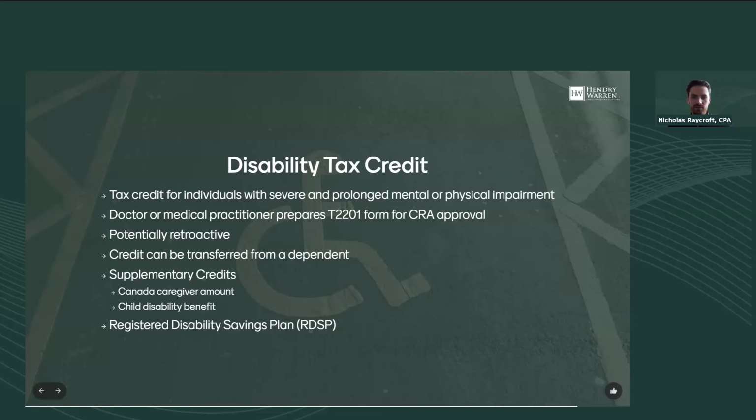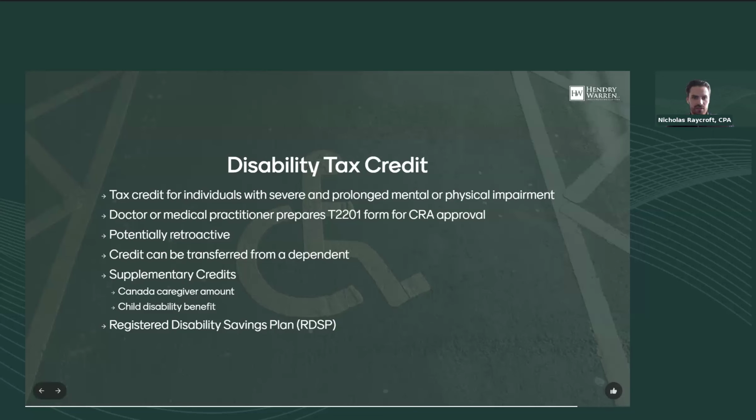With the credit, it is potentially retroactive to when the impairment began. So if the impairment began a number of years ago, but the application hasn't been made to CRA, if the doctor can answer the questions that yes, this impairment started a number of years ago, there may be an ability to amend prior year tax returns if CRA approves the disability tax credit.